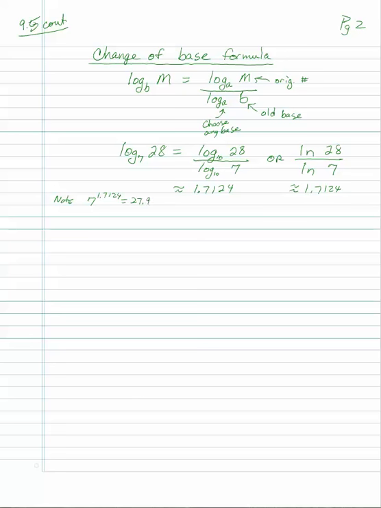So why isn't it exactly 28? And the answer is because we've rounded. It's 1.7124, and there's more digits that I dropped off. So obviously, it's not going to get me exactly 28. All right? So that's the change of base formula. Memorize that one. And it's a big idea.